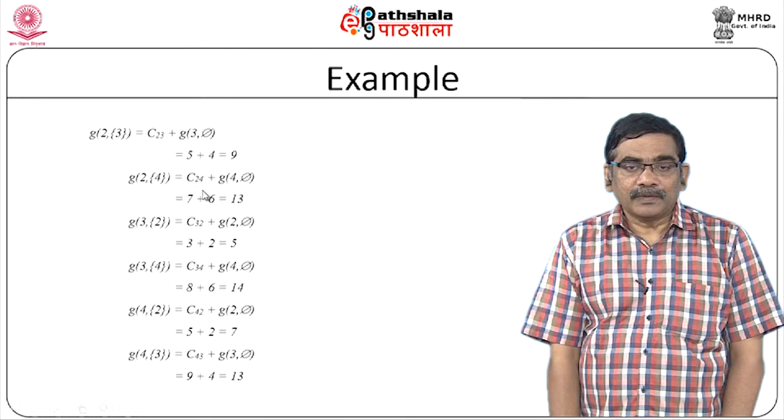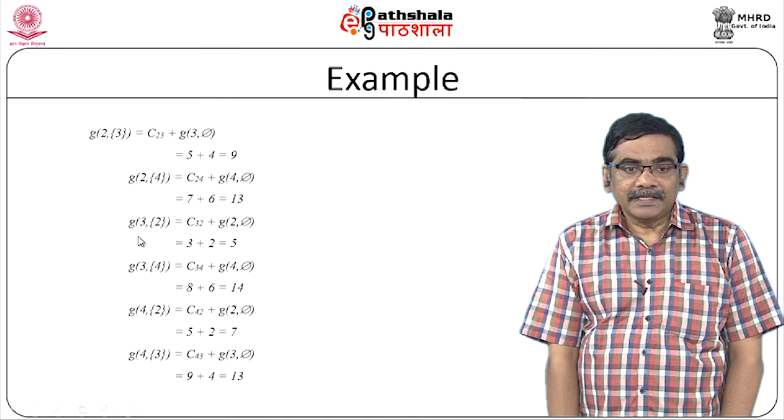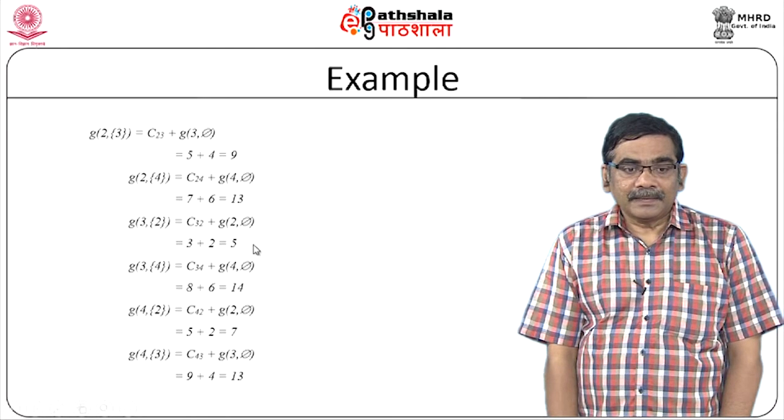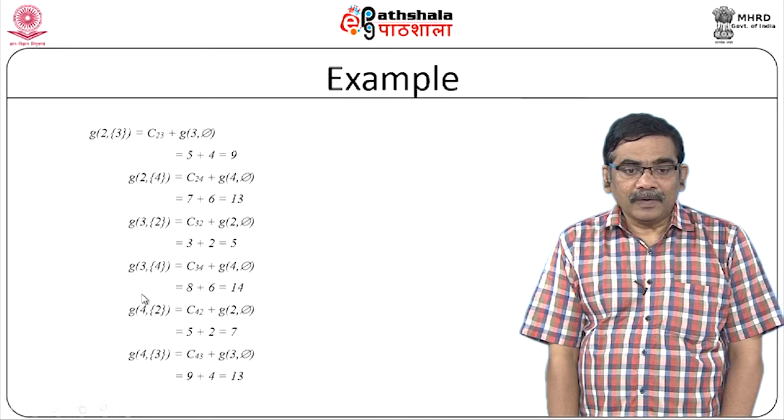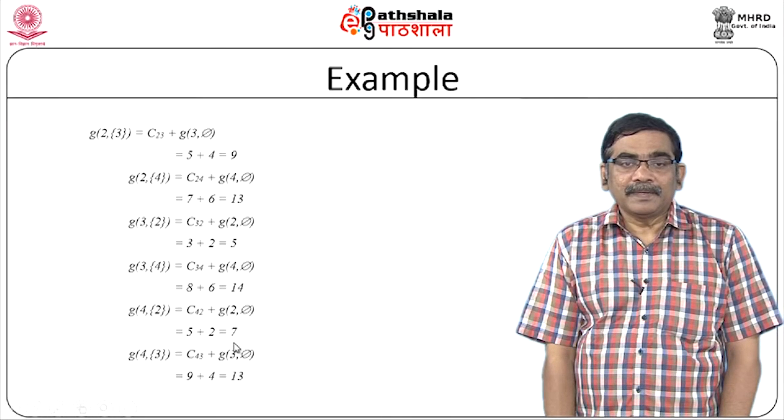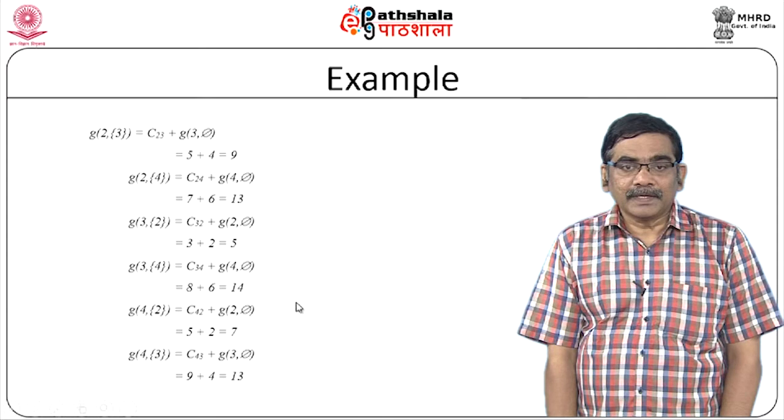which is going to be c of 2 4 plus g of 4 comma 5, and g of 3 comma 2 is nothing but c 3 2 plus g 2 comma 5. I can find all possibilities, like starting from 3 going via 4, and similarly starting from 2 or 4 going via 2 as well as 3. These are some of the possible computations when s is equal to 1.